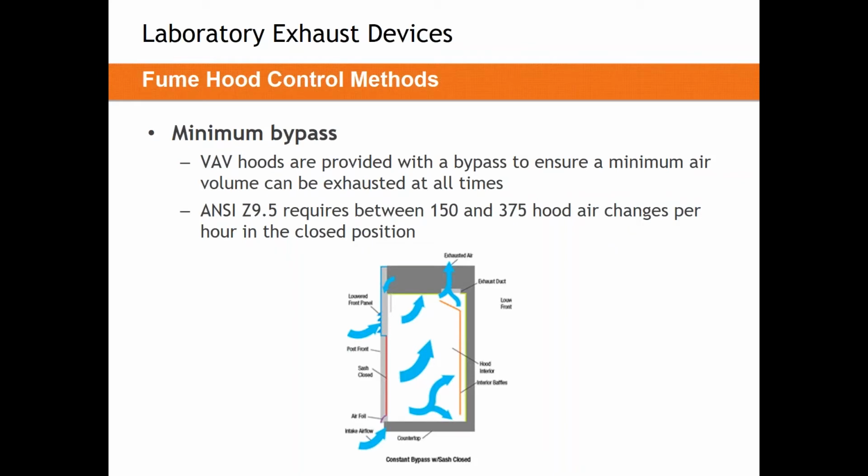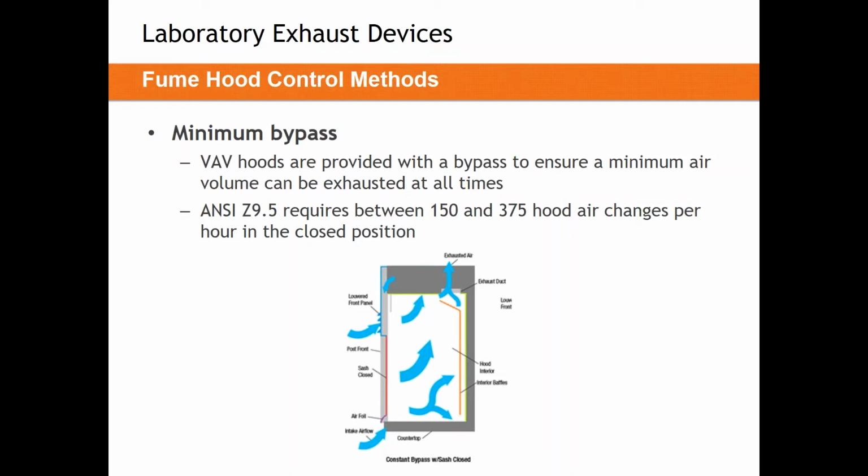ANSI Z9.5 gives us a fairly clear-cut range of flows. What ANSI Z9.5 states is you require between 150 and 375 hood air changes per hour. That has been shown to provide containment in the closed position. So if you'd like to lean closer to the bottom end of that, at about 150 hood air changes per hour, on a 3 or 4 or 5 foot hood on a smaller fume hood, you can get down to 70 or 80 CFM in the minimum position.